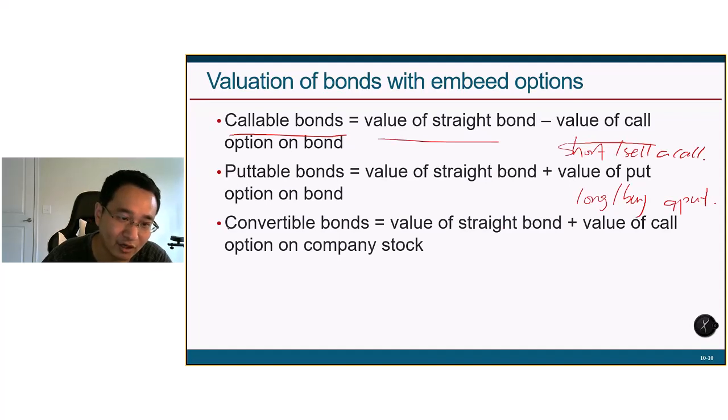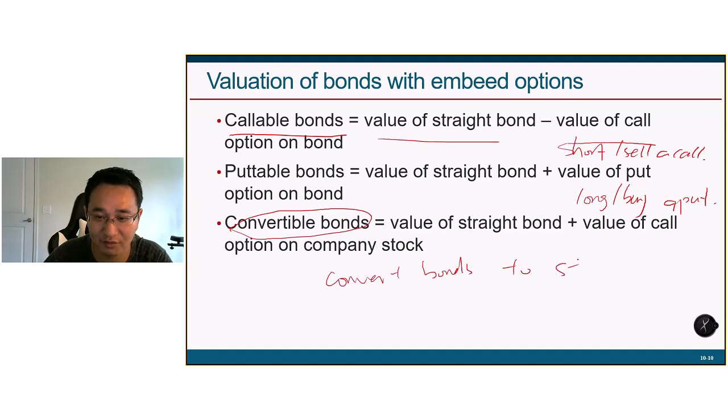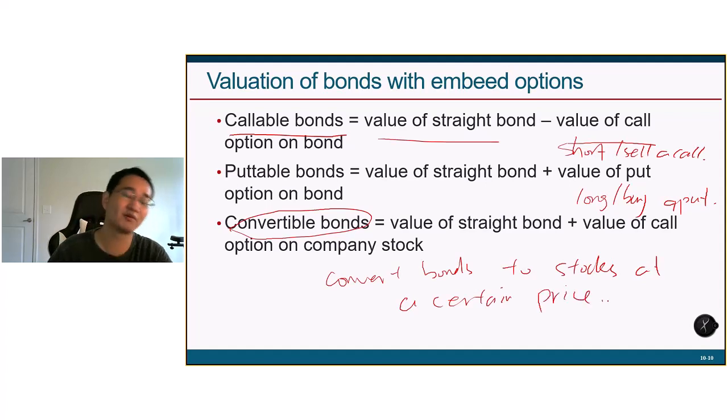We also have something called a convertible bond. What is a convertible bond? You buy a bond that has a provision that you can convert the bond to stock at a certain price. So this is what a convertible bond is. Do a lot of people buy it? Yes, a lot of financial institutions buy convertible bonds because it gives them a lot of flexibility.